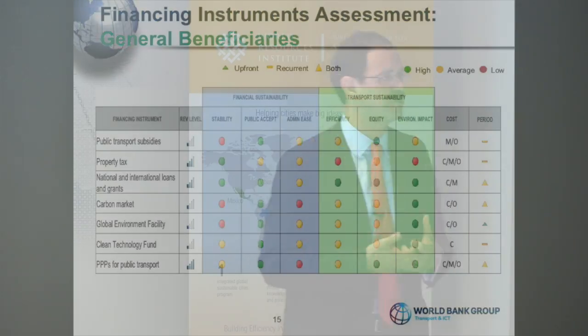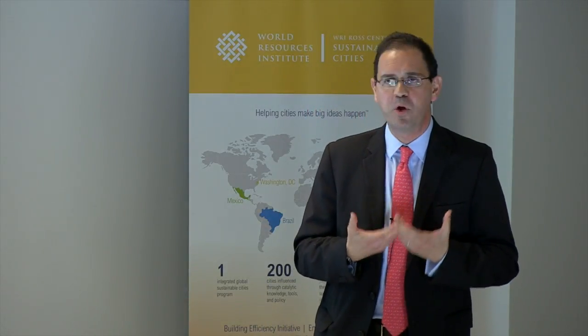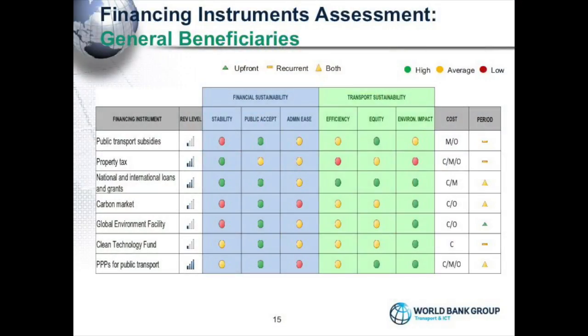The GEF does finance urban transport. And one reason is that they are a general beneficiary. They represent the entire planet. And they say, I want to reduce, that financing mechanism has the view that we want to reduce the carbon footprint of urban transport by promoting public transport and sustainable transport. Same with the Clean Technology Fund. The second column shows the revenue level. It's like the signal bars for how good your signal is on a cell phone. The more bars that are shaded, the better the revenue source. So we can see that the property tax is actually quite good.